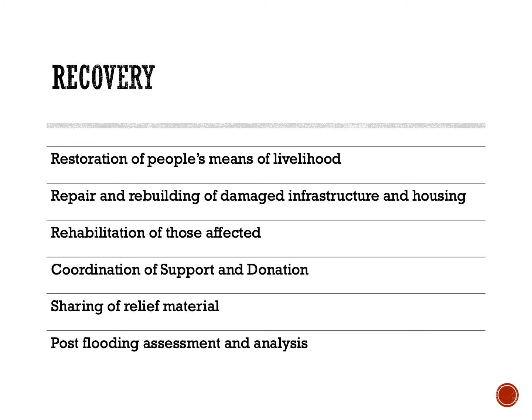So after you've had your initial emergency response and ongoing relief, the next one is recovery. And in recovery, what you're trying to do is restore people's means of livelihood. You want to begin to open up, clear the road, make sure the stores are opening. You want to repair and rebuild damaged housing and infrastructure. Those that have been affected, you want to rehabilitate them. Some people will have post-traumatic stress disorder. Some people will go into drug abuse, alcoholism. So you need to rehabilitate them.